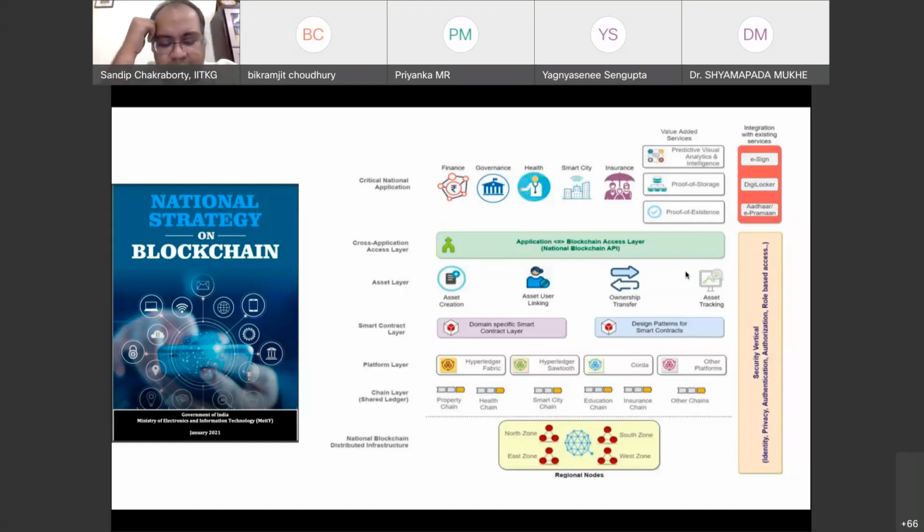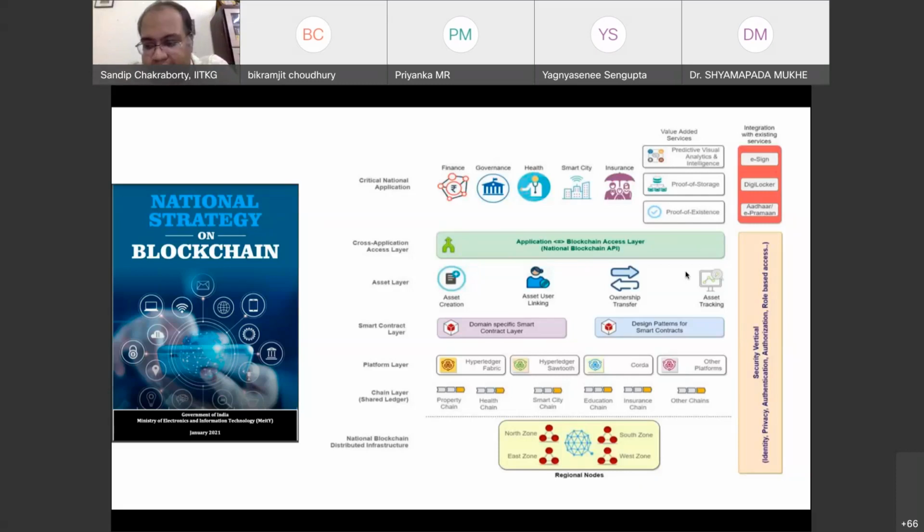In this document, they have particularly talked about the kind of infrastructure that India requires to support blockchain-based applications and to develop blockchain-based support systems, and the kind of applications where the government is trying to give focus. Okay, sir. Thank you. Okay.